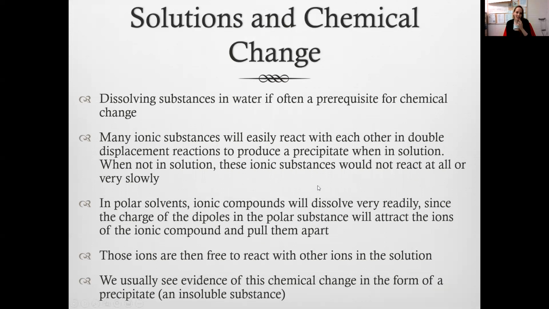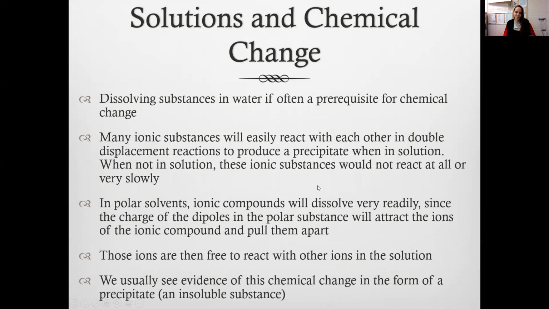When you're dissolving substances in water, usually you're doing that in order to initiate a chemical change. In order for a lot of different chemical changes to happen, you have to dissolve the substances first. A lot of different ionic compounds, those are ones where you have a metal bonded to a non-metal, can react in a double or single displacement reaction in order to make a precipitate when you have them in solution. However, if they're not in solution, a lot of ionic substances won't react with each other at all, or will react with each other really slowly. There are definitely some exceptions to that.